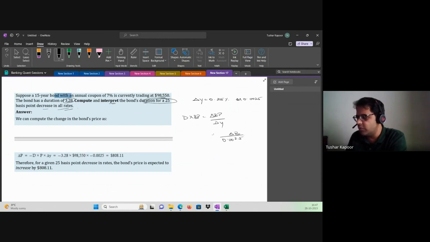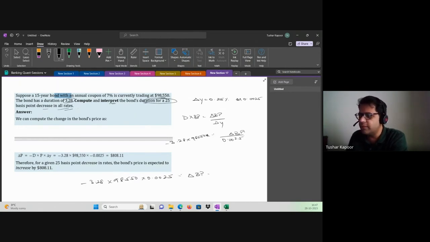What is the change in bond price that I can expect if the duration given is 3.28, multiplied by bond price 98550, multiplied by the change in yield? Or rather I should say minus 3.28 into 98550 into 0.0025 is equal to the change in the bond price.